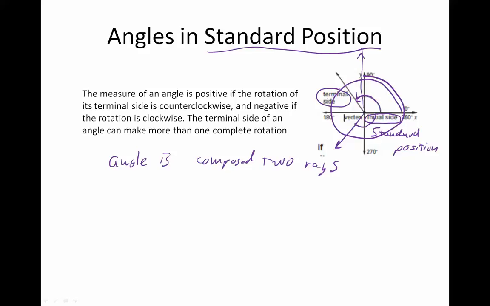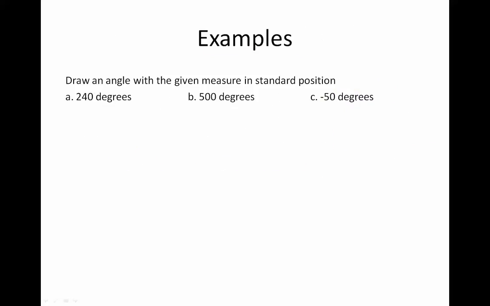All right, so let's look at a couple of examples of this. We're just going to draw an angle with the given measure in standard position. So 240 degrees. The initial side goes this direction, so there's my initial side. And I need to rotate this counterclockwise because it's positive. So I have to count this up a little bit.